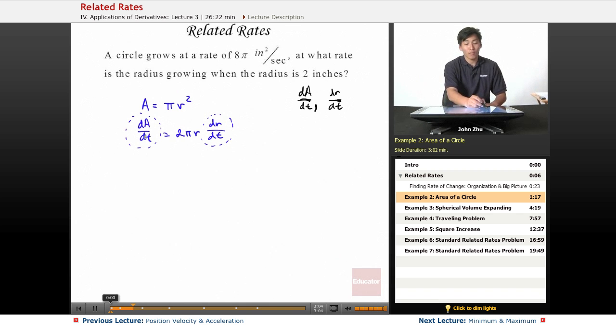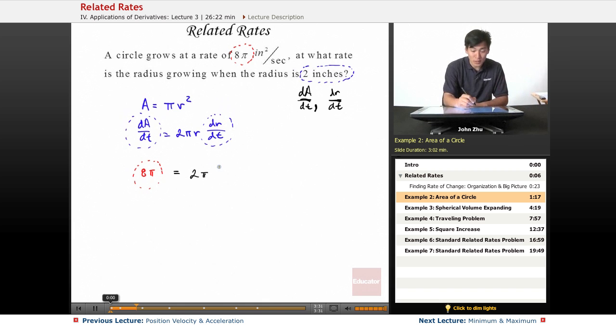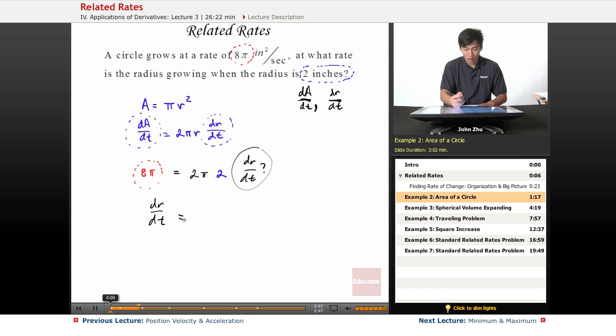When the circle grows at 8 pi inches squared per second, we know that dA/dt is 8 pi, which equals 2 pi r. Well, when the radius is 2 inches, so zooming in, we see that the radius is 2 inches, so 2. And then we have dr/dt, which is what we're looking for. Now it just becomes a simple arithmetic problem. Solving for that, we get that dr/dt equals 2 inches per second.